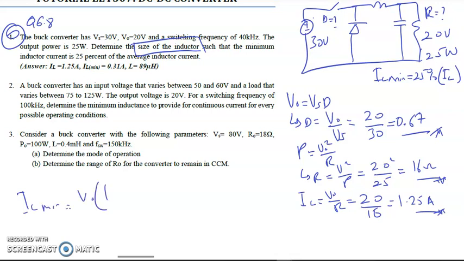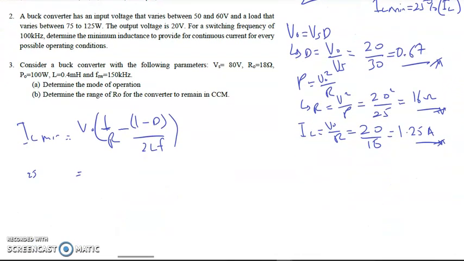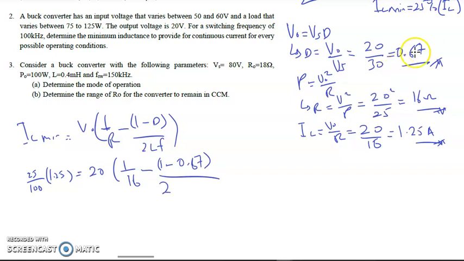Then we know that the I L minimum is equal to V out times (1 over R minus (1 minus D) over 2LF). I L minimum is 25% of I average. So 25 over 100 times 1.25 is equal to V out of 20 volt, times (1 over 16 ohm minus (1 minus 0.67) over 2 L F).